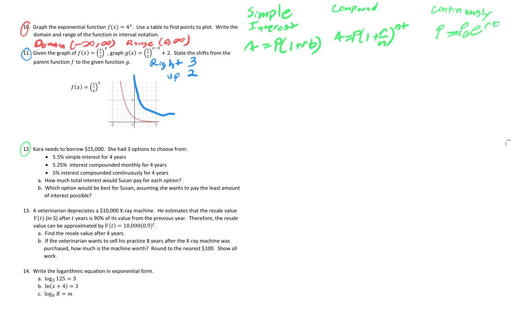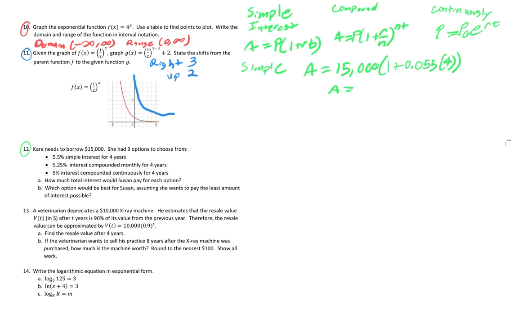So now we can start plugging in our values, right? So she needs to borrow $15,000. That's going to be our initial, right? So we're going to start with simple interest. We know that she needs to borrow that $15,000, so we're going to plug that in for initial P. So 15,000 times 1 plus our rate, which is 5.5%. We have to divide that by 100 to get it into decimal. It's going to be 0.055 times T, which T is always in years, so this is going to be 4 years.